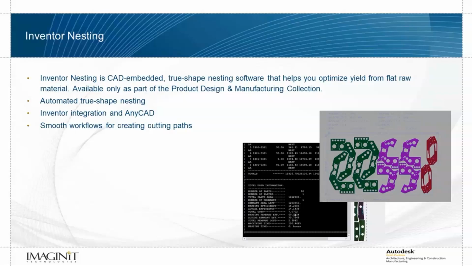It's part of the collection. What we're looking at is automated true shape nesting, so we're able to lay this out, optimize it, and find this information. It is integrated directly into Inventor. Matter of fact, we'll see a lot of that today. And the idea is we can have this smooth workflow for creating cutting paths right off of those.